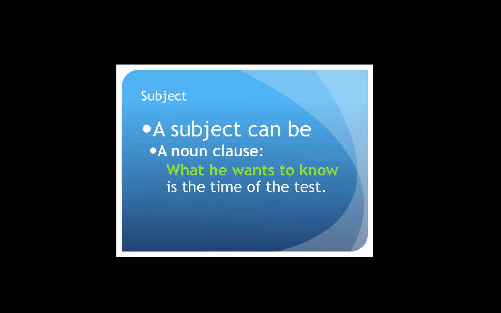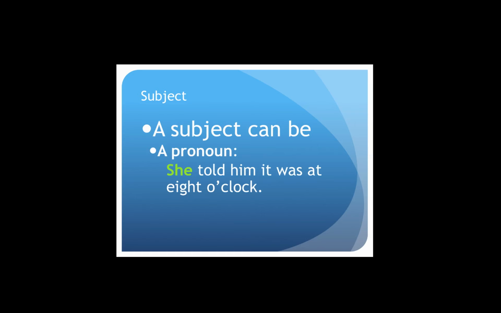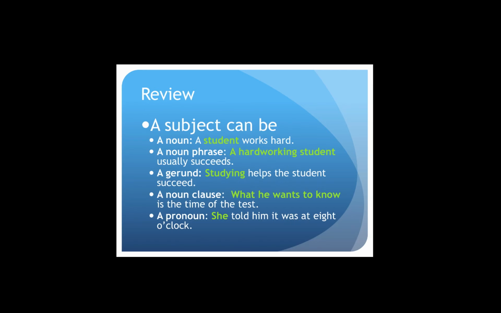We can have a noun clause, what he wants to know, and that becomes the subject of the sentence, and then is the verb. We can also have a pronoun as the subject, such as she told him it was at 8 o'clock. So a quick review: a subject can be a noun, a noun phrase, a gerund, a noun clause, or a pronoun.